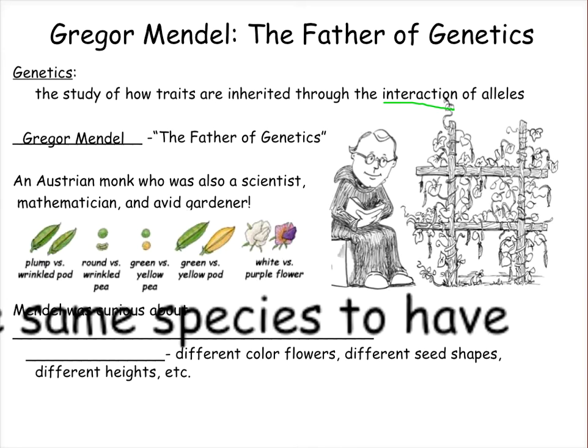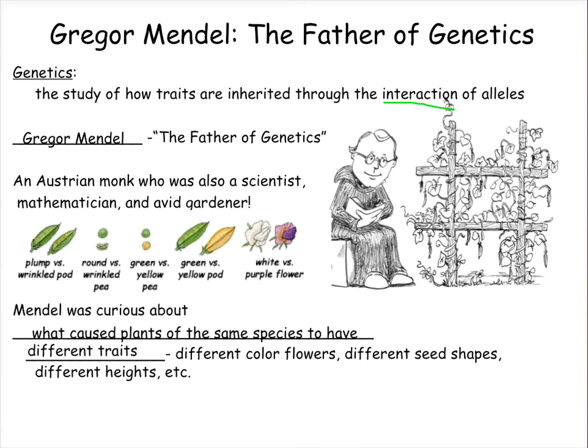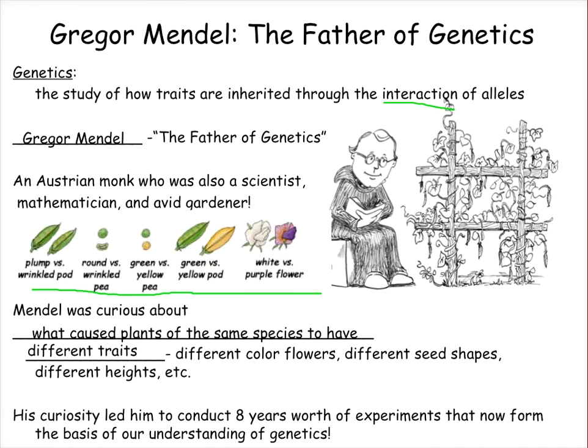He became curious about what caused plants of the same species to have different traits, such as different flower colors, different seed shapes, different heights, etc. Like you see in the pictures here. All of these pictures, you can see some of the different traits that he noticed in pea plants. His curiosity led him to conduct 8 years worth of experiments that now, a century and a half later, still form the basis of our understanding of genetics.